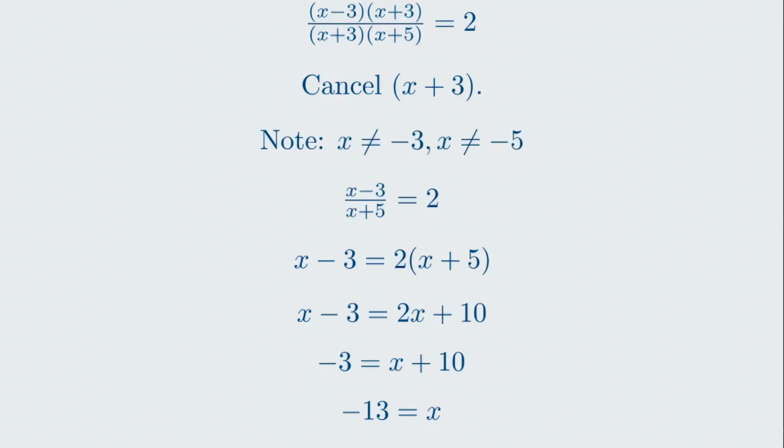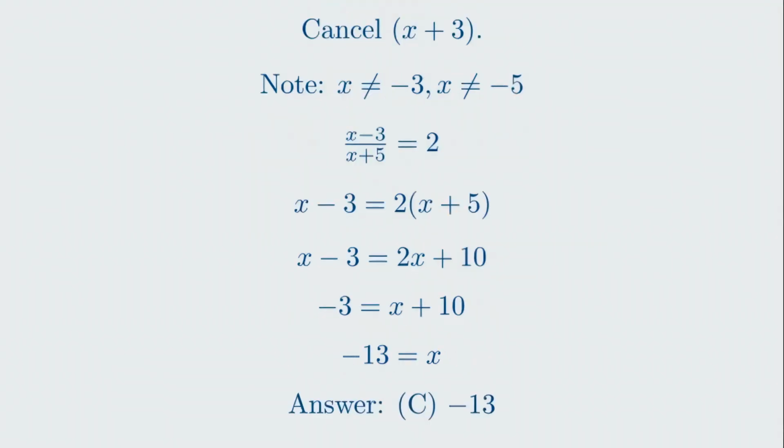Now let's check our domain condition. Is -13 equal to -3 or -5? No, it's not. So -13 is a valid solution. Therefore, the correct answer is C, x equals -13. We successfully simplified a rational expression and solved the resulting linear equation.